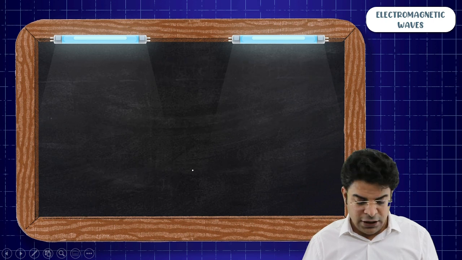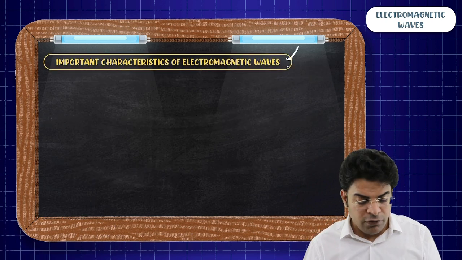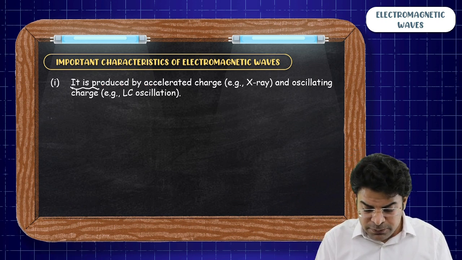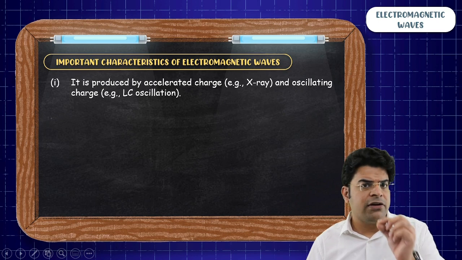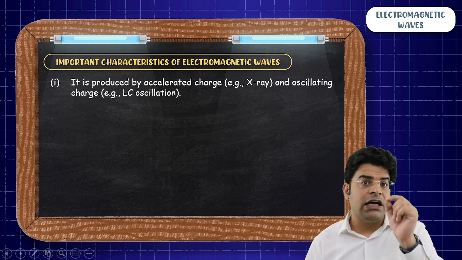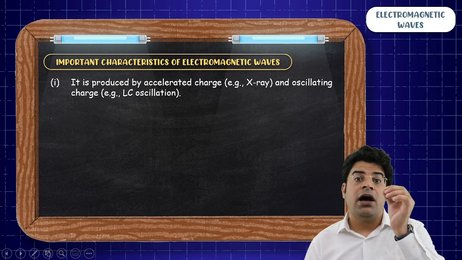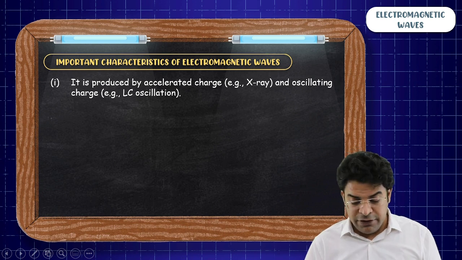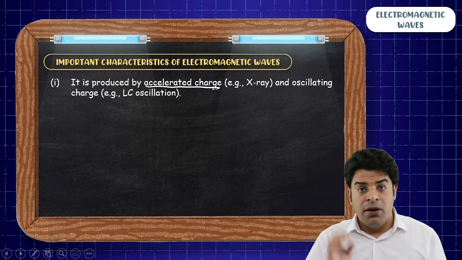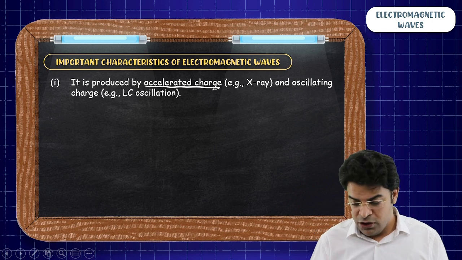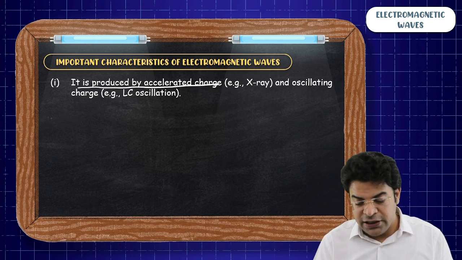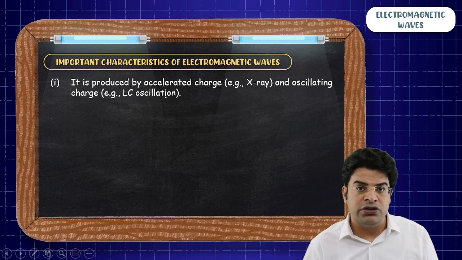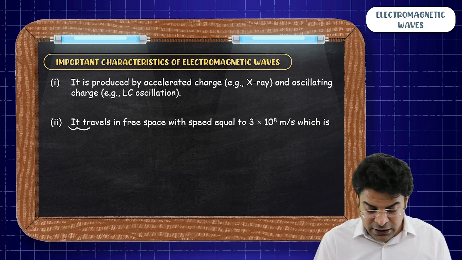Now let's continue and talk more. Important characteristics of electromagnetic waves that you must know. The first one, it is produced by accelerating charge. Electromagnetic radiations are produced by accelerating charge. A charge at rest produces electrostatic field lines. A charge moving with constant velocity produces electric field as well as magnetic field. And we know that an accelerating charge produces EM waves. So it is produced by accelerated charges, for example in the case of X-rays, and oscillating charges as in the case of LC oscillations.